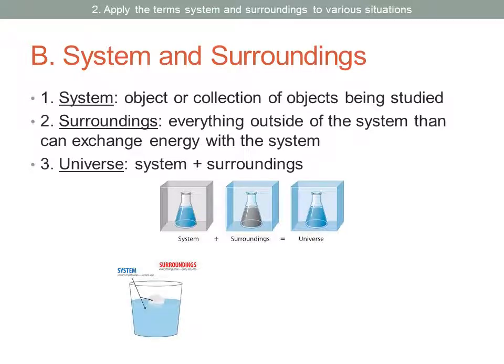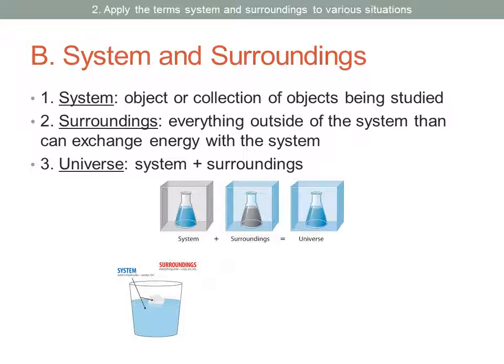Here's another example. In this case, we have an ice cube floating in some water. And this picture is saying that the ice cube and the water are the system. And then the surroundings would be everything else: the cup that it's in, the immediate air around the cup, that would be the surroundings.